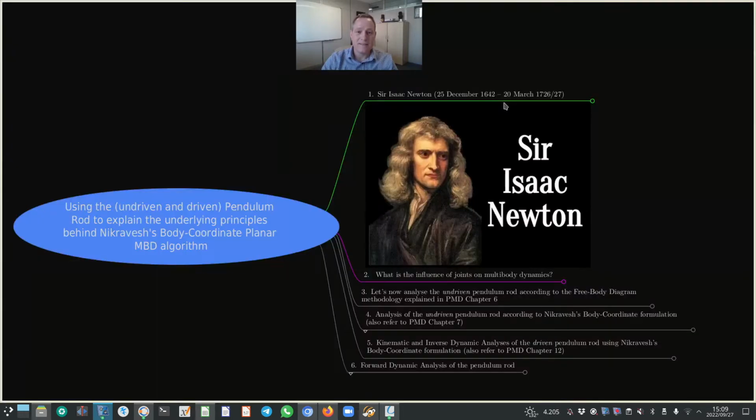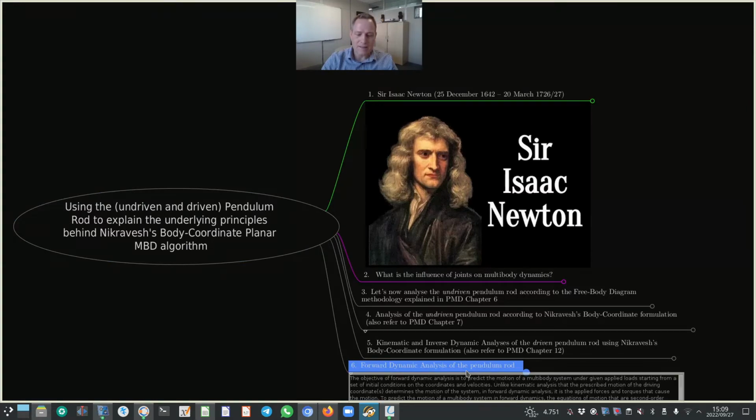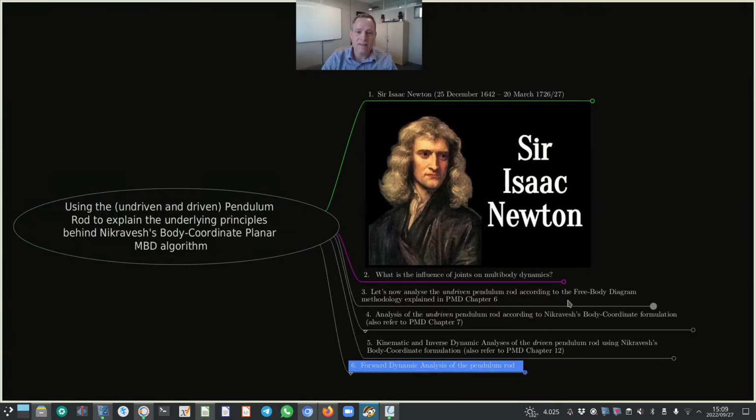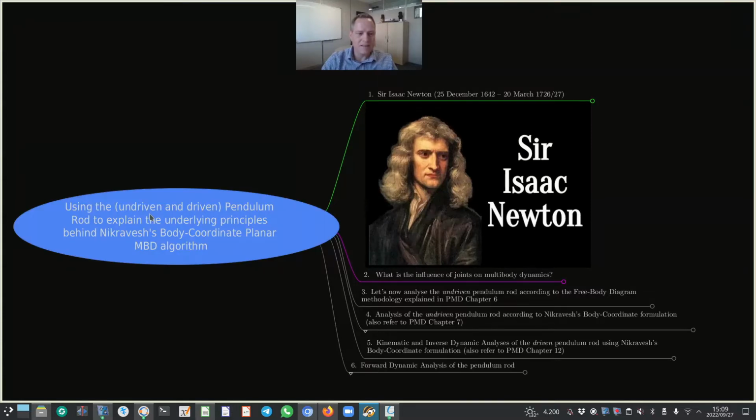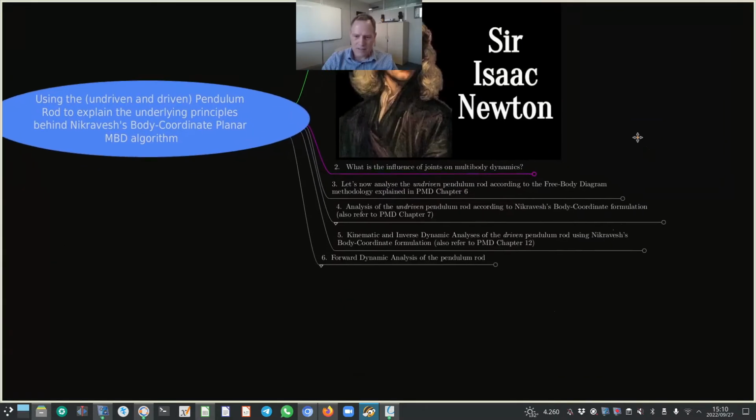So expanding the mind map we've been using to discuss the pendulum rod in the last few lectures, we are expanding this mind map once again. Today we will look at the forward dynamic analysis of the pendulum rod, which is section 6 in this mind map. What we are busy with, as you already know, is using the undriven and driven pendulum rod to explain the underlying principles behind Prof. Nick Ravesh's body coordinate planar multi-body dynamics algorithm. Right, so let's dive right in.